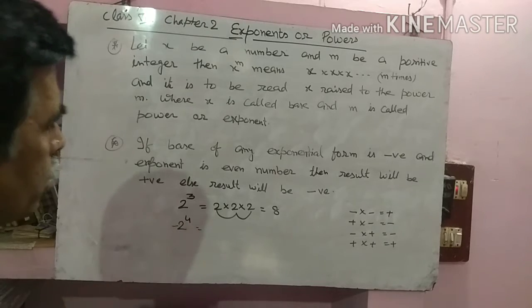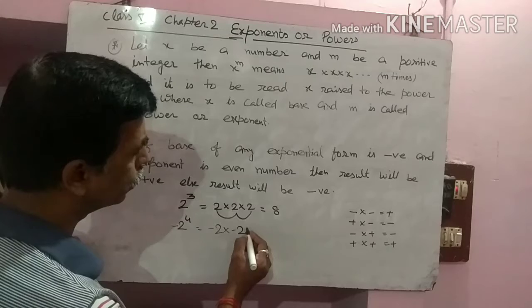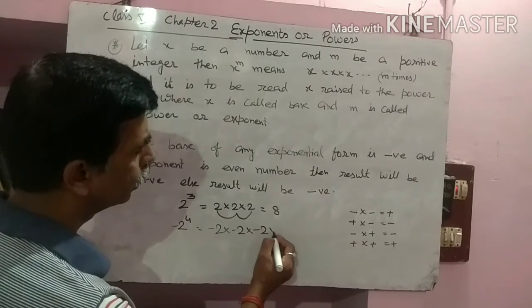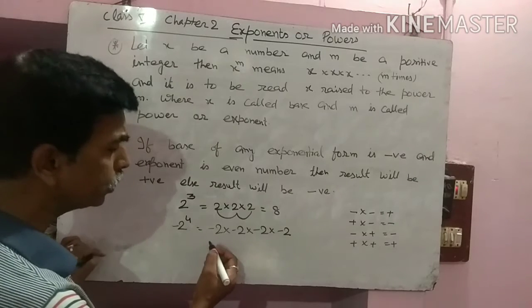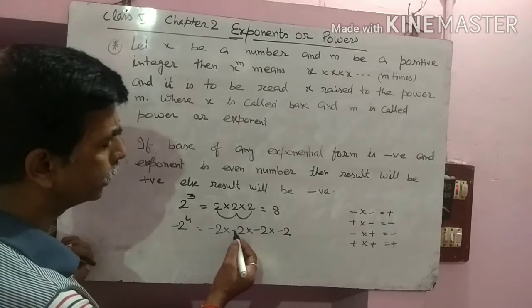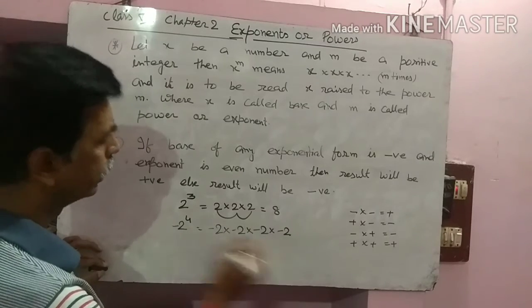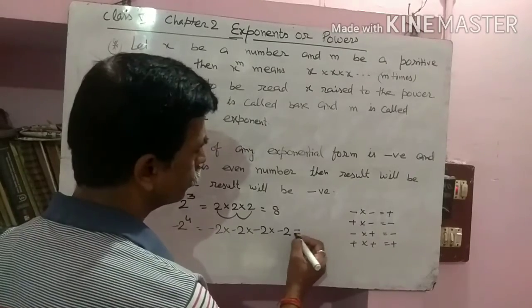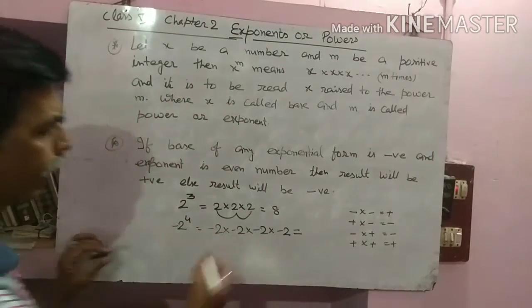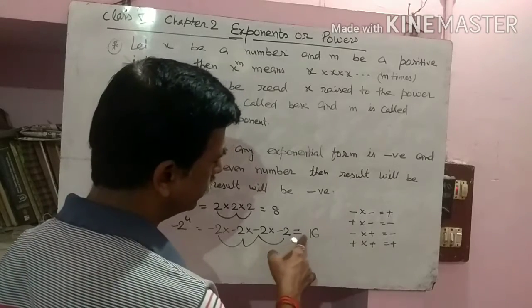Is it clear? So it means minus 2 into minus 2 into minus 2 into minus 2. How many times? 4 times. So no need to multiply minus into minus plus, plus into minus minus. Just see the power is given even, so the result will be positive. And this is 2 to the 4, 4 to the 8, 8 to the 16, and it is positive.